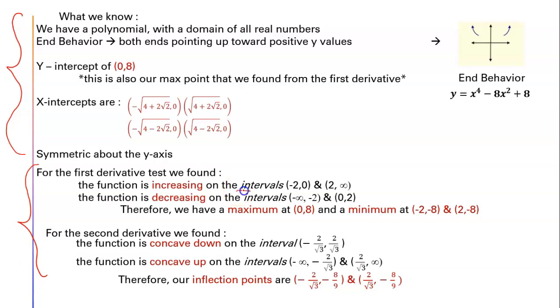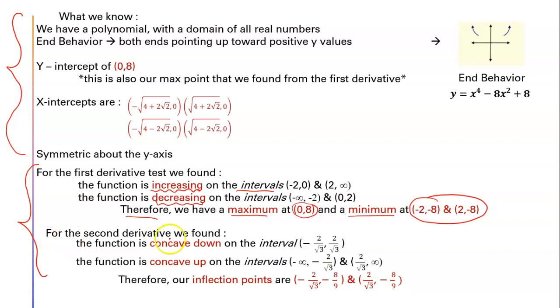So on the intervals of negative 2 to 0 and 2 to positive infinity, our function should have an increasing slope. On the intervals of negative infinity to negative 2 and 0 to 2, we should have a decreasing slope of our original function. Therefore, we should have a maximum at this point, (0, 8), and a minimum at these points, (-2, -8) and (2, -8).